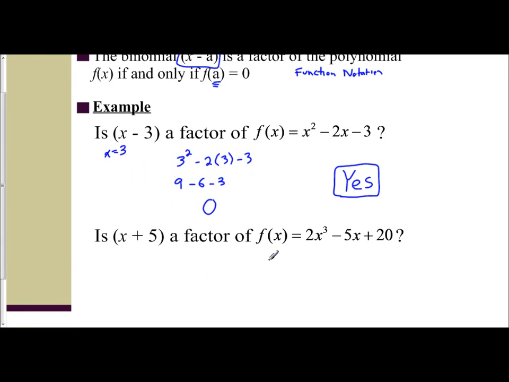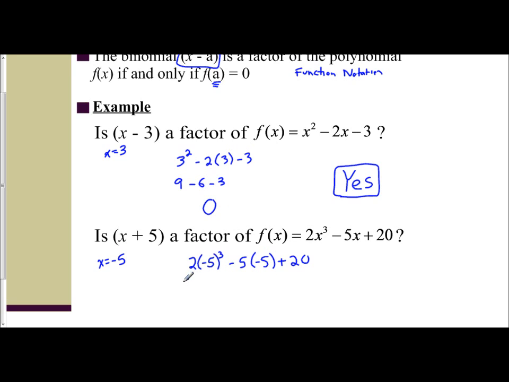Is x plus 5 a factor of 2x cubed minus 5x plus 20? Same idea. First, look at your binomial. Here, I'm going to use negative 5. So I have 2 times x cubed, so 2 times negative 5 cubed, minus 5x, so 5 times negative 5, plus 20. If the binomial x plus 5 is a factor, after order of operations, this number should be 0.